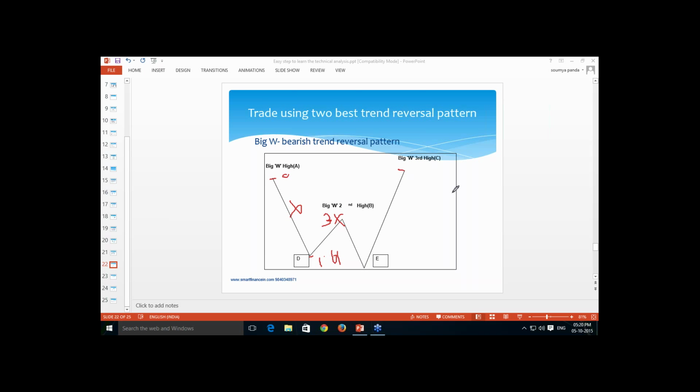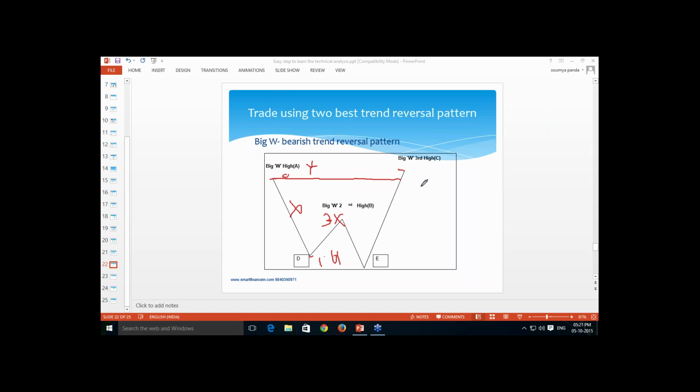Once this success happens, you should see that the height of the C will first find a resistance at the high of A. Wherever A has started, at that high you will find maximum resistance. If that resistance is successfully penetrated, then take the height from A to D, how many price points you have fallen, and add those price points to the price at A. This will be your optimum target.